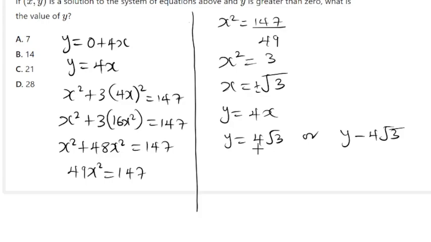So when we do 4 root 3, it gives us 6.9 or thereabout, and 6.9 is closest to 7. So our answer here is A.